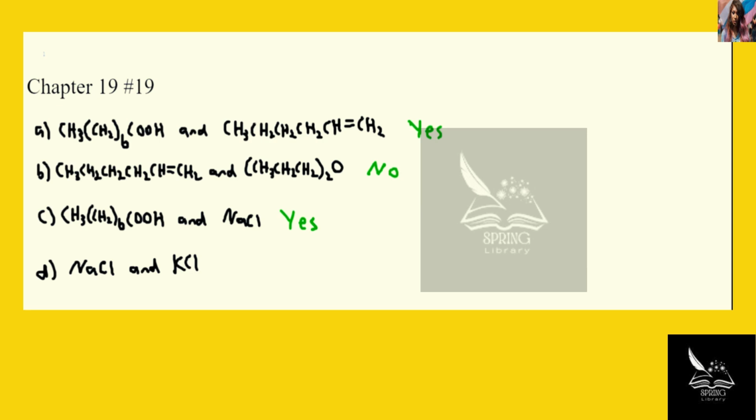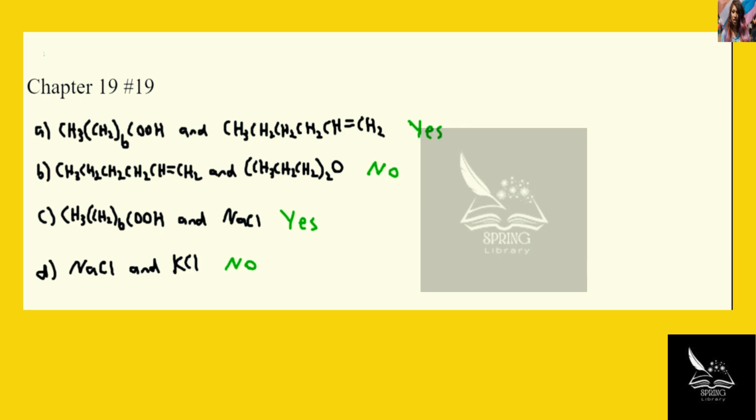And then for D, we have two salts. And so all ionic salts like this have very similar solubility properties generally. Both of these are going to be soluble in water, but not soluble in organic solvent. And since they don't have different solubility properties, we cannot separate them by doing an extraction.